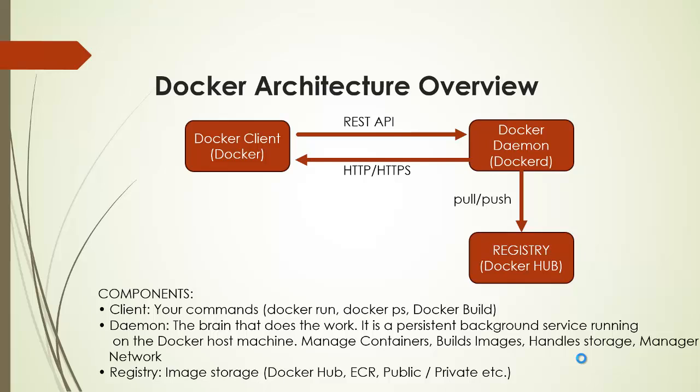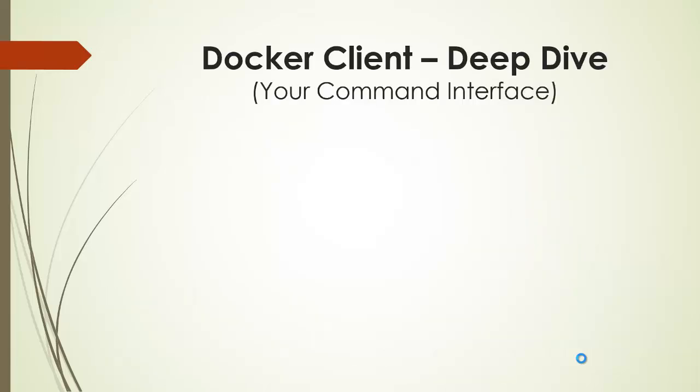It is a persistent background service running on the Docker host machine. It manages containers, builds images, handles storage, and manages networks. Registry is image storage like Docker Hub or ECR, Amazon Elastic Container Registry, etc. Docker client, and a few commands we will see here.